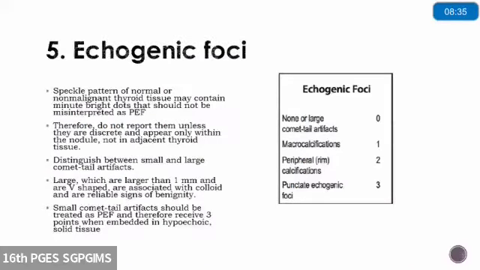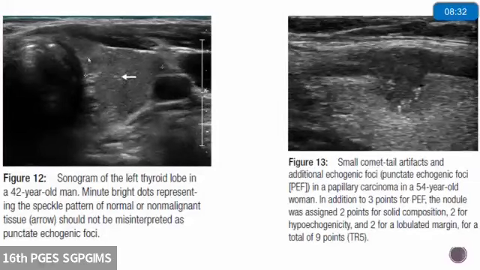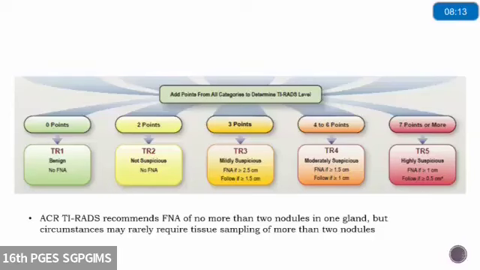Then the echogenic foci. So normal thyroid also has a speckled pattern, so it should not be confused. Like this one is a speckled pattern. However, the microcalcifications like this, which give the short comet tail, these are very highly likely of the malignancy. And the larger coarse calcifications, they are more in the benign nodules. So by combining all these things, we can classify the nodule according to TIRADS. And by TIRADS score, the follow-up is done through FNAC.